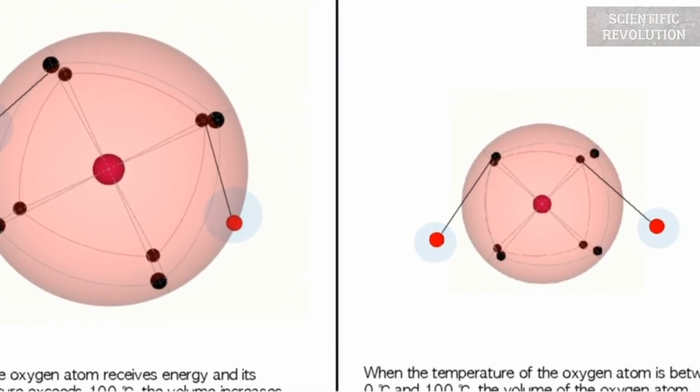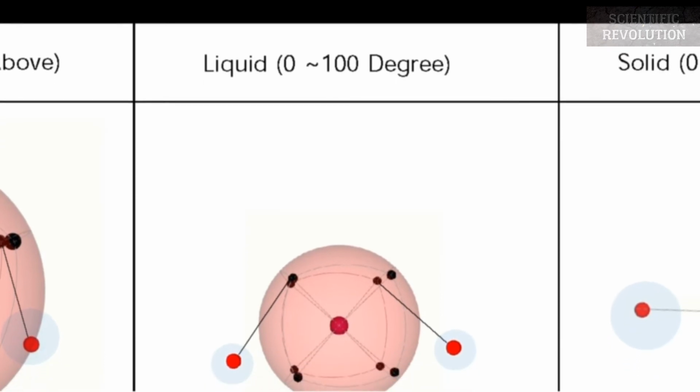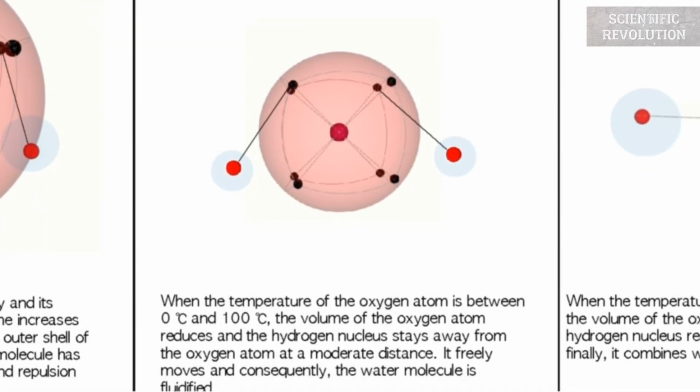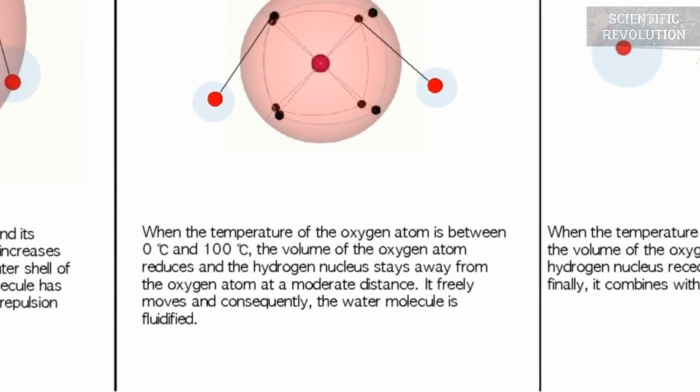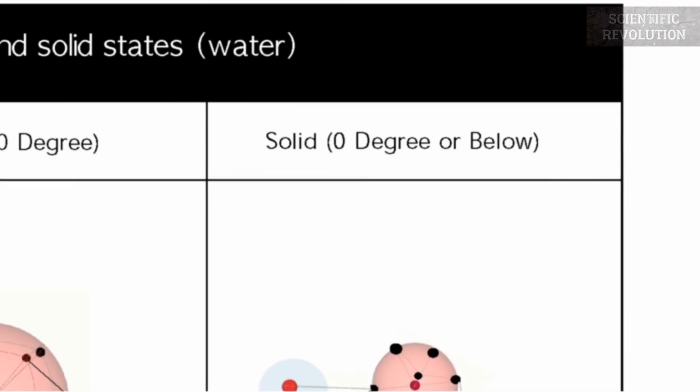When the temperature of the oxygen atom is between 0 degrees and 100 degrees, the volume of the oxygen atom reduces and the hydrogen nucleus stays away from the oxygen atom at a moderate distance. It moves freely and consequently, the water molecule is fluidified.